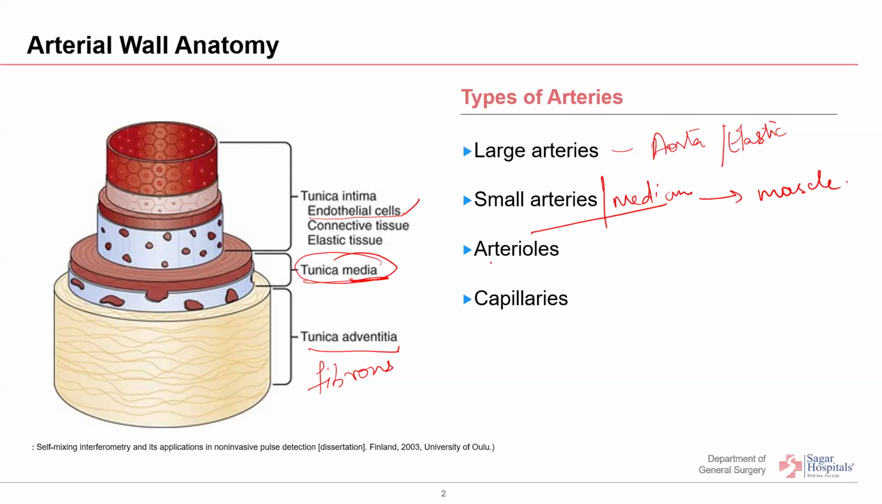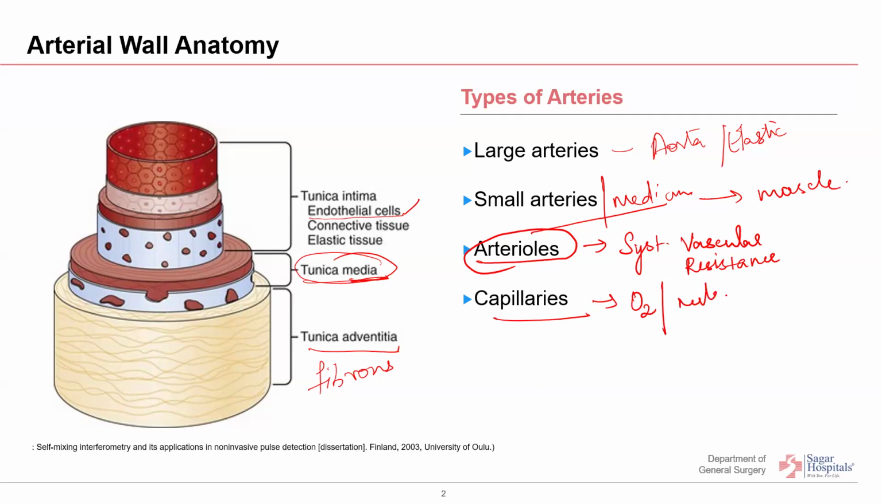Next come the arterioles. These are very important for systemic vascular resistance. When we talk about vasoconstriction and vasodilatation, which is the cause of hypertension, these arterioles are responsible for the systemic vascular resistance. Last is the capillary, where exactly we have the oxygen exchange. The capillary communicates with the cell, and oxygen as well as nutrient exchange happens between the cell and the capillaries. So this is the basic anatomy that we need in order to proceed.